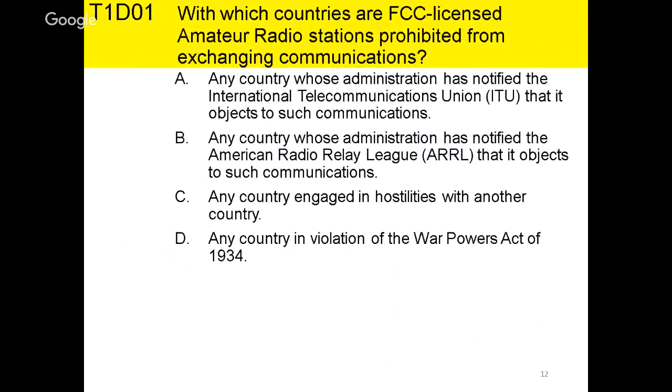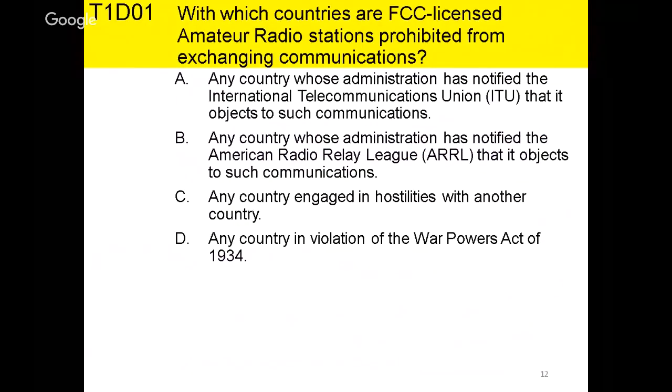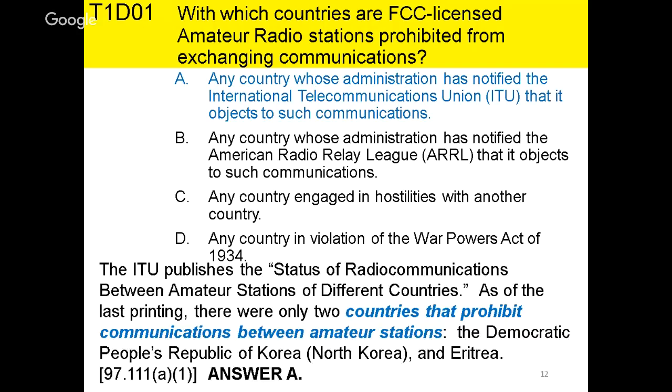A little bit of common sense goes a long way with this. The more you know, the better off you're going to be. However, probably about 80% of the correct answers are going to be the longest one. With which countries are FCC licensed amateur radio stations prohibited from exchanging communications? It happens to be any country whose administration has notified the International Telecommunications Union that it objects to such communications.